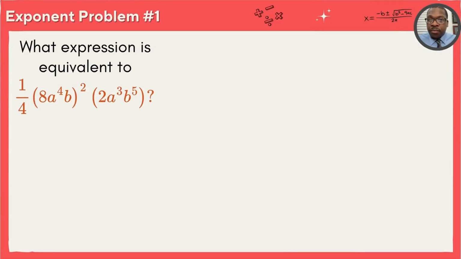We're going to do 2. What expression is equivalent to 1/4 times 8a to the 4th, b raised to the 2nd power, times 2a to the 3rd, b to the 5th? Okay, let's work it out.